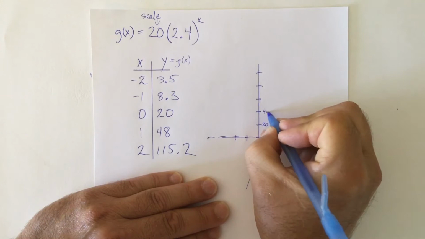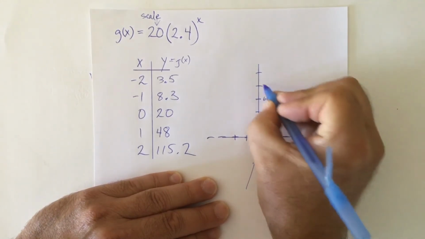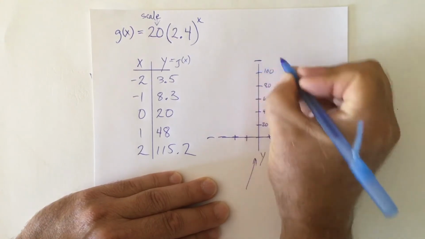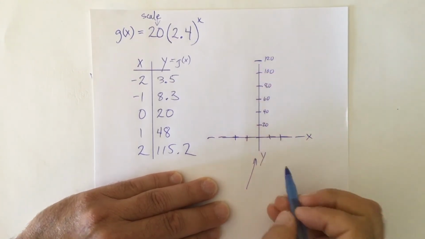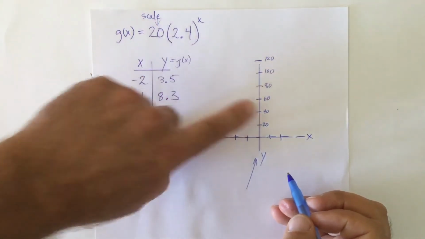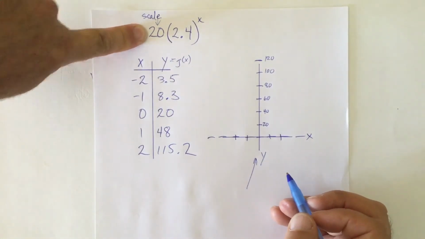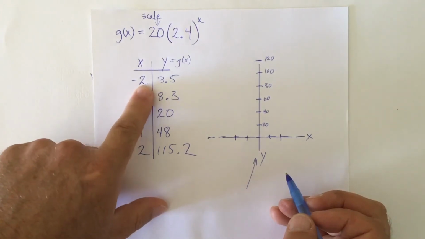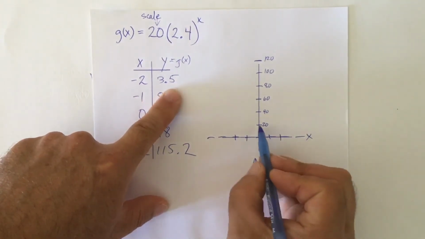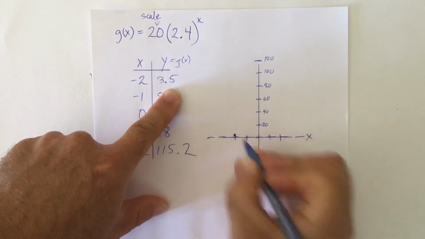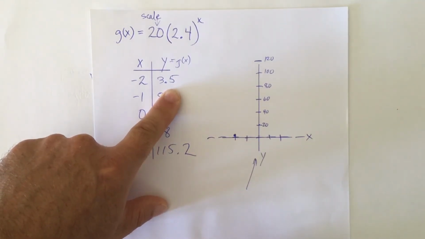Scalar. This will be 40, 60, 80, 100. What the heck? I could go one more and go 120. So let's see. If I adjust the scale for the scalar, when I plugged in -2, I get out 3.5. Well, if this is worth 20 units, then 3.5 would be way down here. You see what I mean?